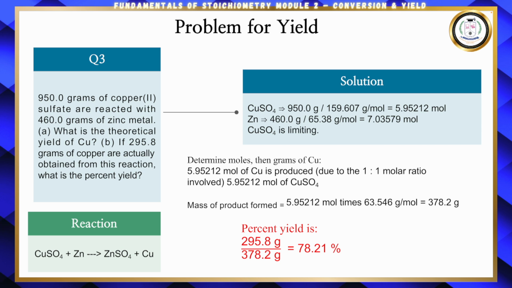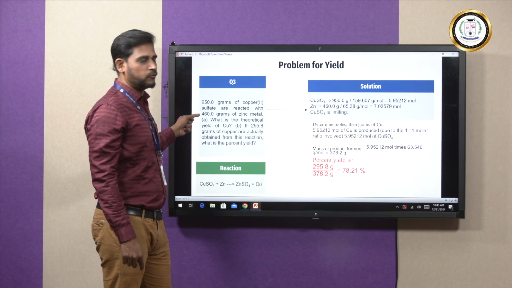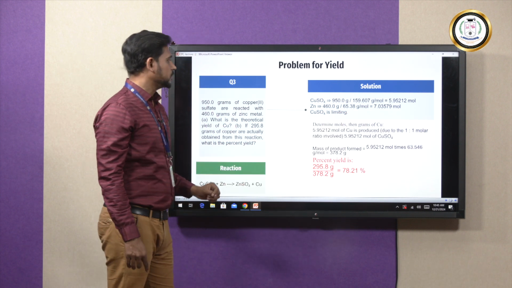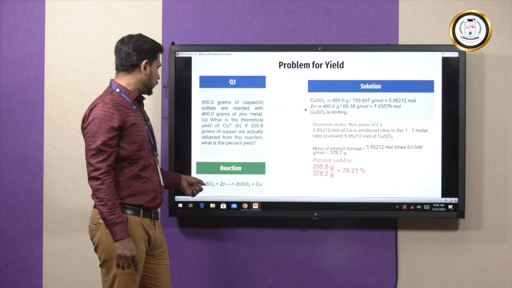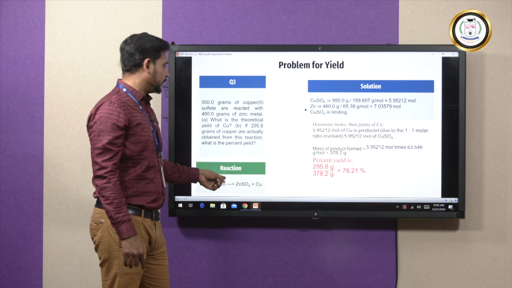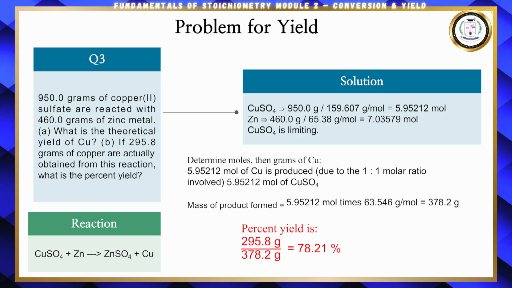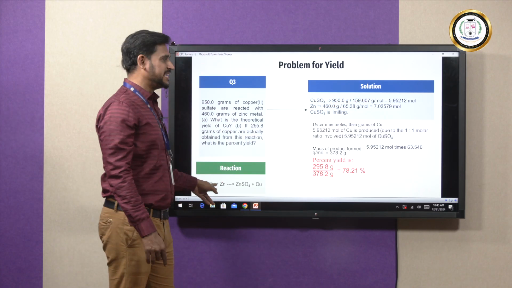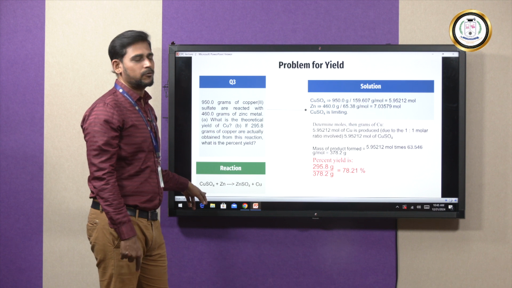So we want to calculate the moles. The mass is given, 950 grams divided by the molecular weight will give you the moles of copper sulfate. Similarly for zinc, the mass is given, 460 divided by the molecular weight of zinc, you will get the moles of zinc. When we check the ratio, 1 mole of copper sulfate needs 1 mole of zinc. That means 5.95 moles of copper sulfate requires 5.95 moles of zinc alone. But we are supplied 7.03 moles. That means zinc is in excess and CuSO4 is the limiting reactant.